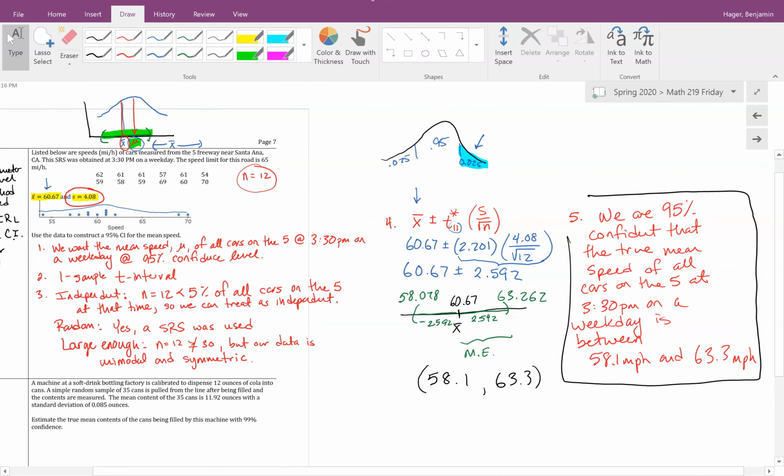I know in the beginning it feels like a lot of steps, but again, it's just going to become so routine, the same problem over and over again, that you're going to be able to kind of do these in your sleep.